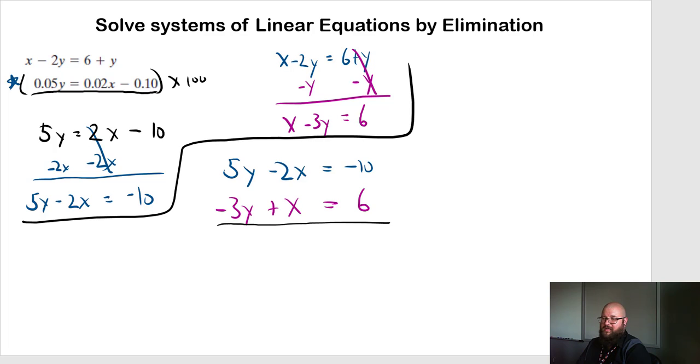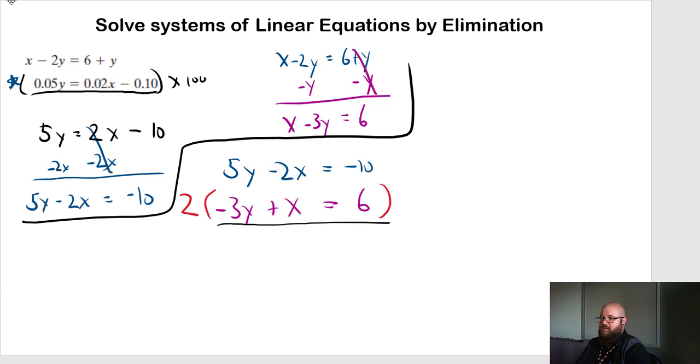Now we need to do something to get rid of one of these variables. Well, let's make it easy. Let's get rid of these x values. Because we already have a negative 2x up top, and we could just multiply this bottom equation by a 2 and make those go away. So let's do that. Let's multiply this whole equation by the number 2.